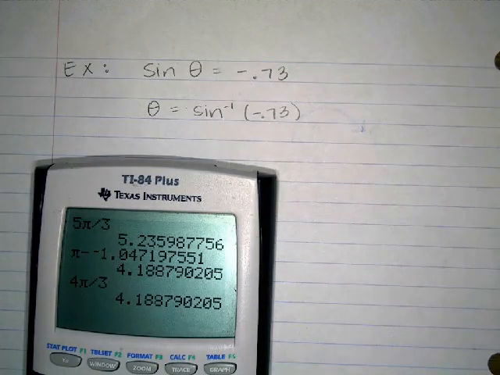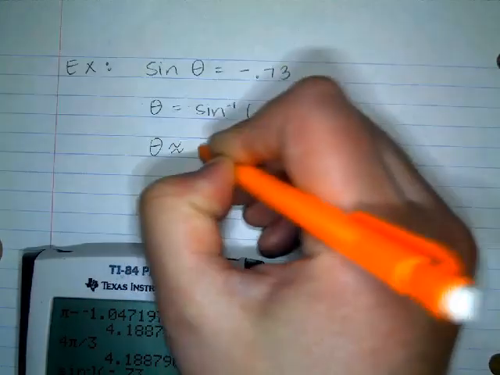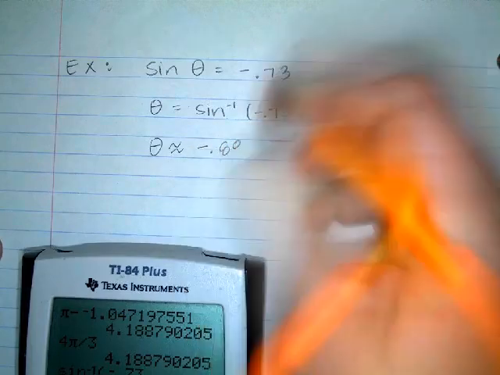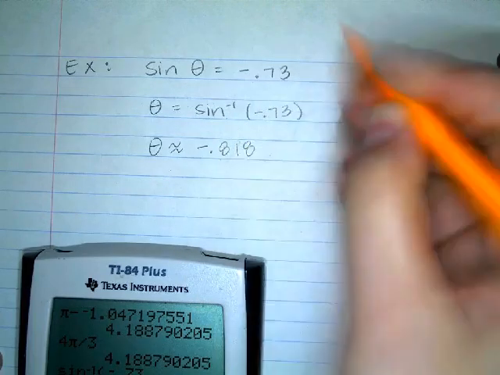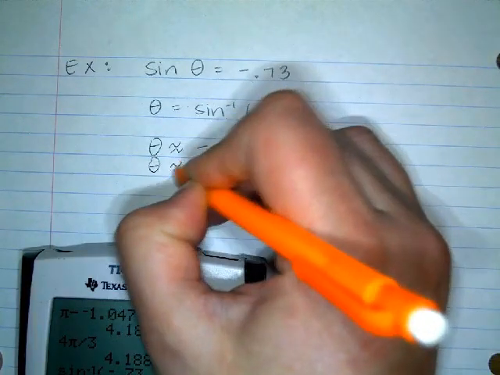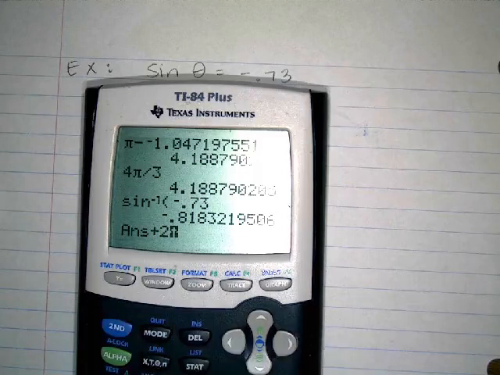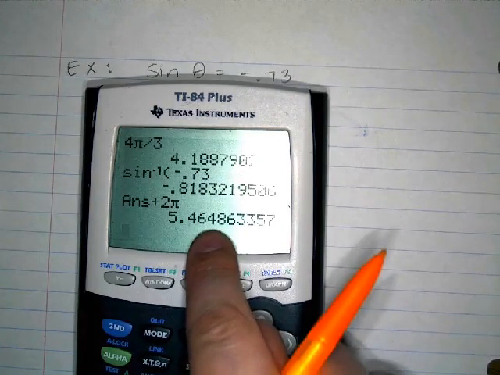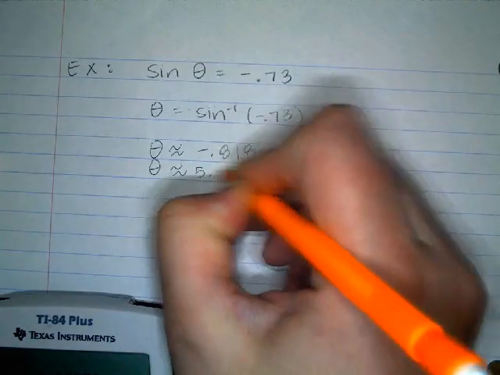So I'm going to do sine inverse of negative 0.73. I got a negative answer. I don't want a negative answer. So what am I going to do with my negative answer to make sure it's on the interval I want it to be on? I'm going to add 2 pi to it. So this is what I started with, but I'm going to go ahead and add 2 pi to that. So this is my first actual answer, 5.465. So this is negative 0.818 plus 2 pi, that's my first answer.